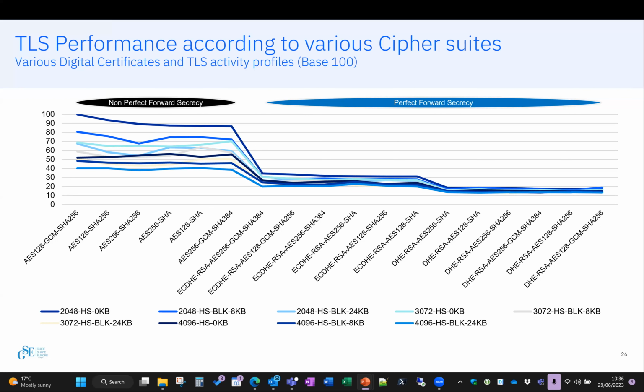That is interesting because clearly we see the impact of non-ephemeral based key exchange mechanism. And then we see that GCM algorithm is always faster than CBC algorithm. So the GCM mode of operation is also what is important to drive the performance to the next level.